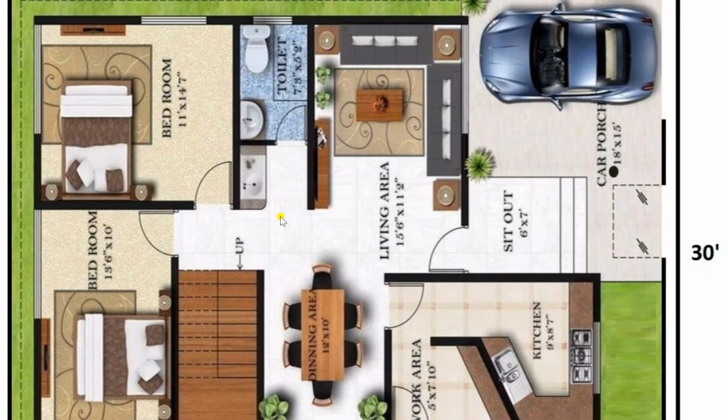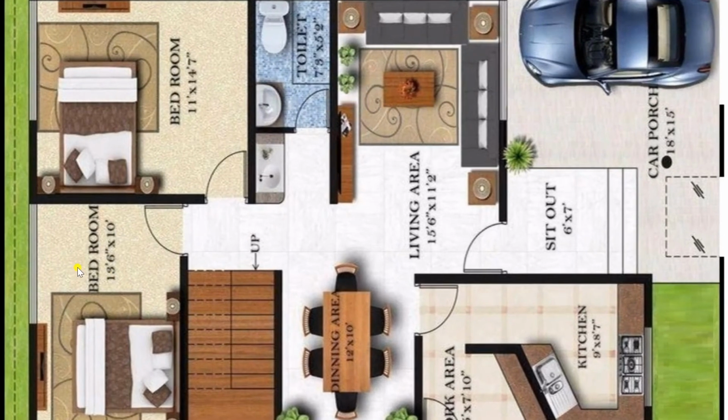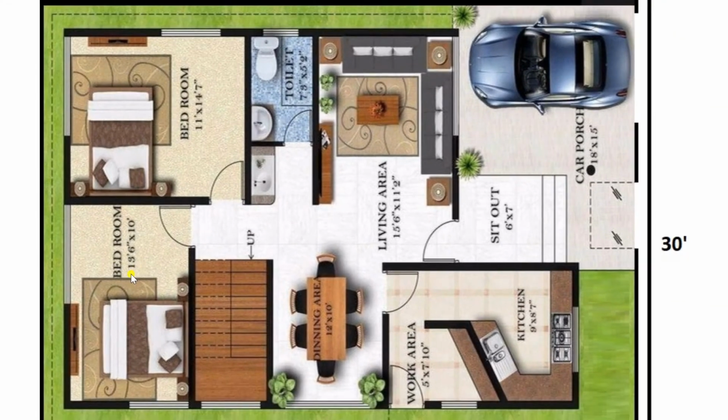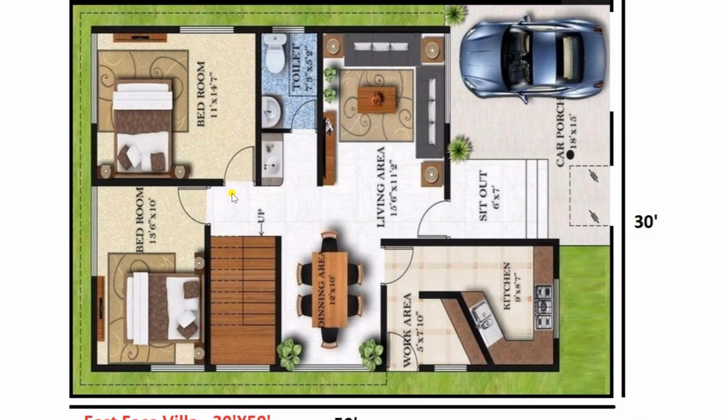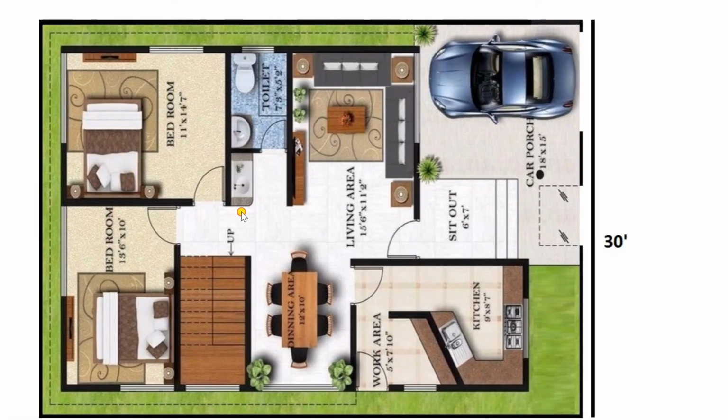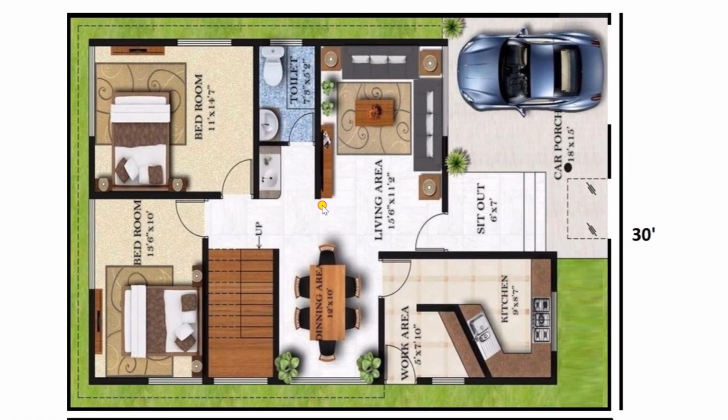Now you can see from this staircase a bedroom of dimension 13 feet 6 inches by 10 feet. Here we have provided a bed and you can have a wardrobe section. So this is also a lavish and comfortable bedroom, and we have another bedroom of size 11 feet by 14 feet 7 inches. So here also we have provided a bed along with a wardrobe. So this is a very comfortable plan and can be served in an area of 1500 square feet.